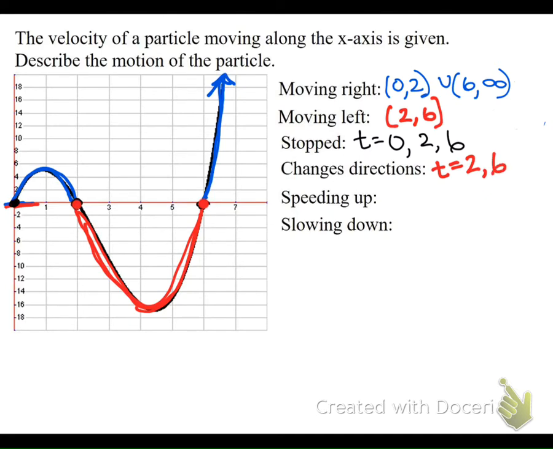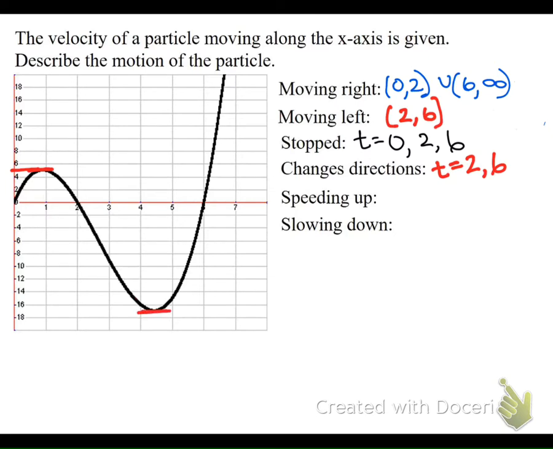Okay, study that. Velocity positive means going to the right, velocity negative going to the left. Now let's do speeding up and slowing down. Again, speed is the absolute value of velocity. So at this spot right here, that would be a velocity of 5, and also a speed of 5.